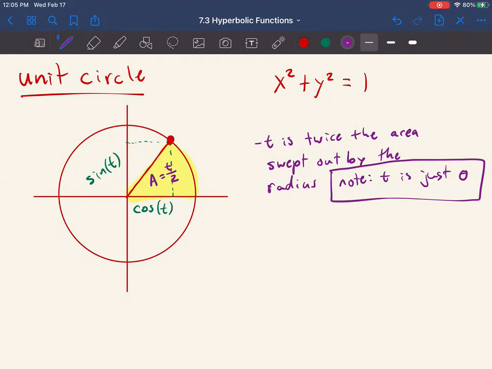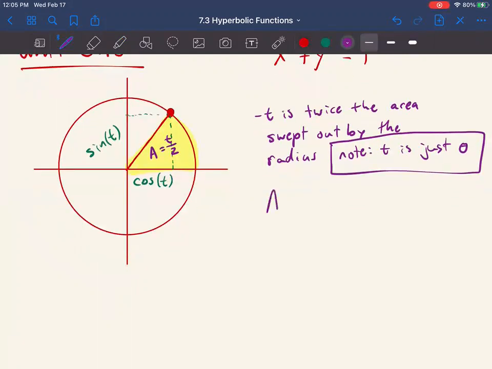Now, if we look at this, we can say then that A equals t over 2 pi times pi r squared. So in other words, it's a fraction of the entire area there. t is some fraction of 2 pi, and then we're taking that fraction of the entire area of the circle, pi r squared. Does that make sense?